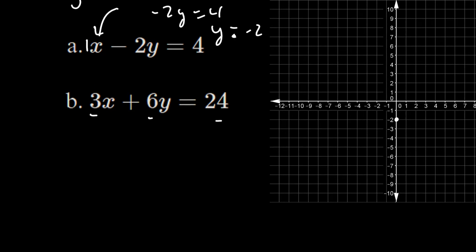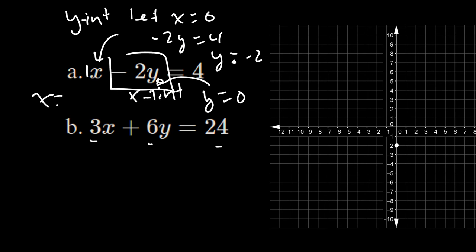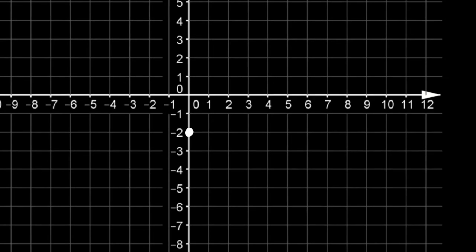I can do something similar to find the x-intercept. To find the x-intercept, I'm going to let y be 0. So this term becomes 0, and this term becomes minus 0. So the equation simply becomes x is 4. That's my x-intercept. It occurs at the point (4, 0). So here it is: x is 4, y is 0.